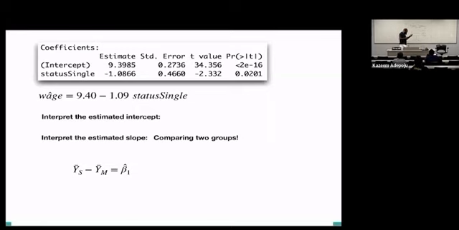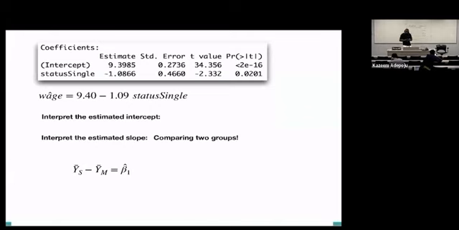So if you want to look at it from another statistical angle, do you know what we're doing? What we're more or less doing is comparing the wages of two groups. That's exactly what we're doing. And that was why you see y bar s minus y bar m, which means the difference between the wages of single and the wages of married. The difference between them is the same thing as the slope.